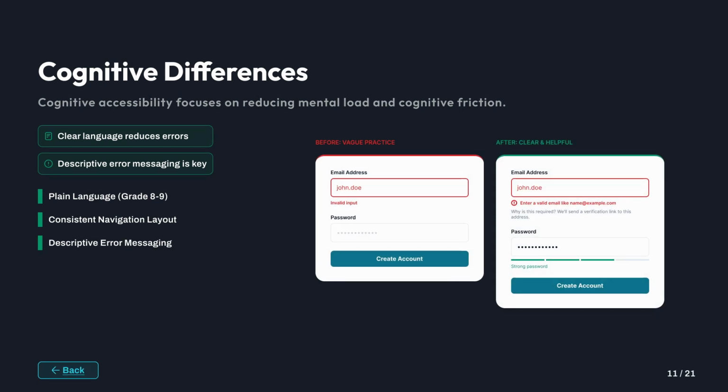Cognitive differences. Cognitive accessibility is about reducing mental load. Use plain language at an 8th to 9th grade reading level, keep navigation consistent, and replace vague error messages like "invalid input" with clear, helpful guidance.